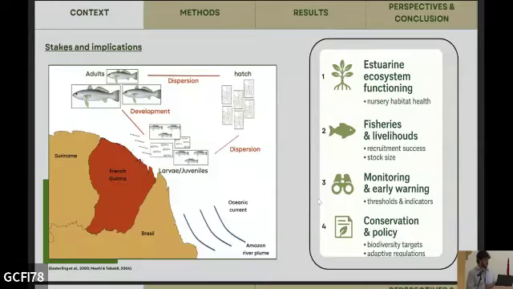Here, just a quick scheme to show you that the eggs and the juveniles are mainly developing in estuaries in French Guiana that are mainly populated by mangroves, which are supposed to be really stable environments. The main goal of this research is, first of all, to try to understand how healthy our nursery habitat is. For fisheries and livelihoods, there's also a lot of interest in this because we're acquiring data that will help us further in the research to understand recruitment success, how the stock will be influenced by the resistance of our juveniles to marine heatwaves, to monitor and do some early warning, and obviously, in the end, to build some conservation policies with local actors and political organizations.